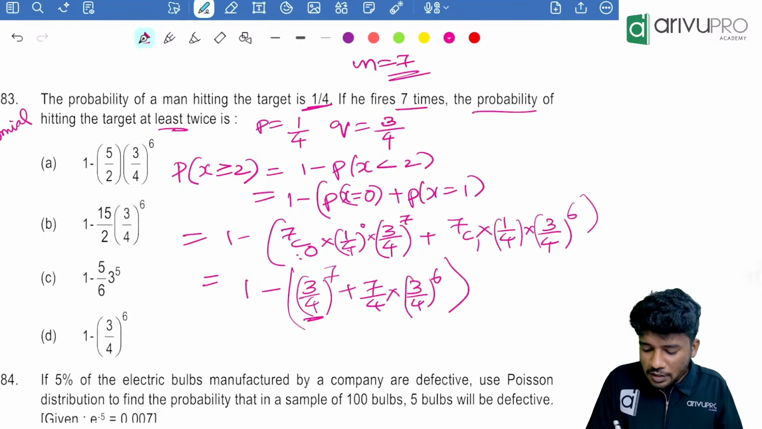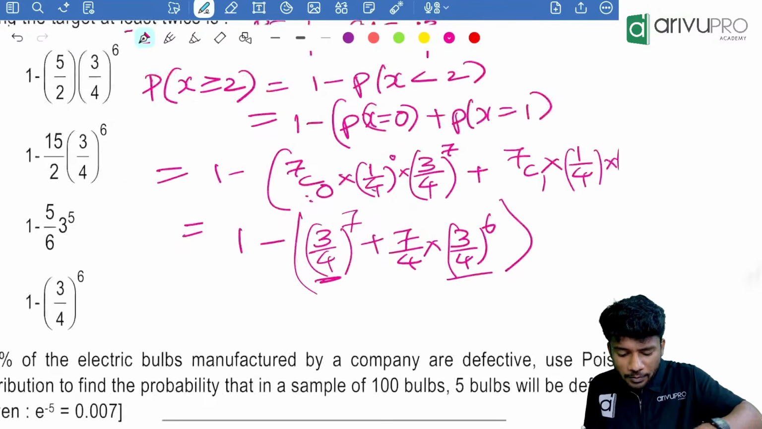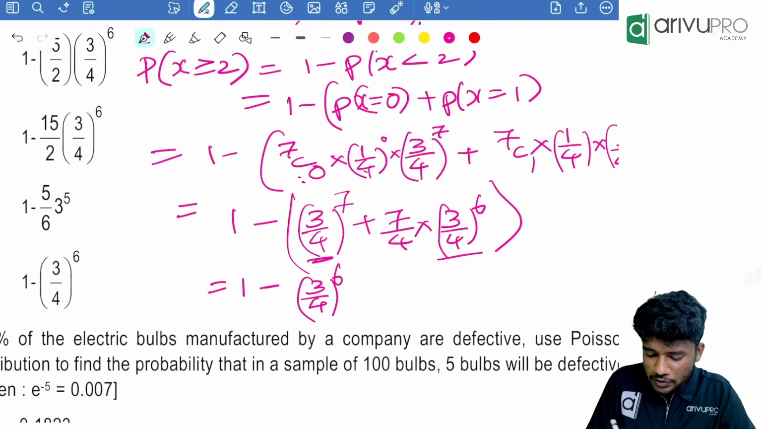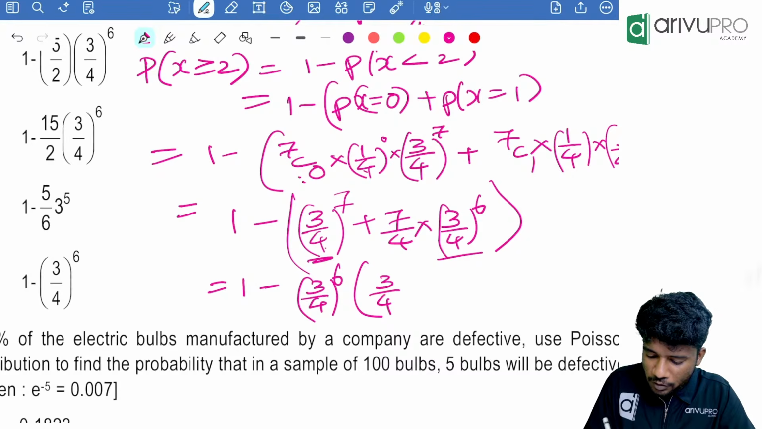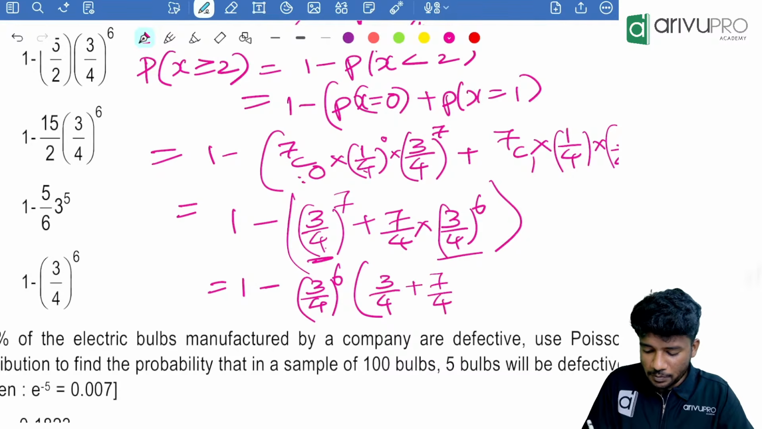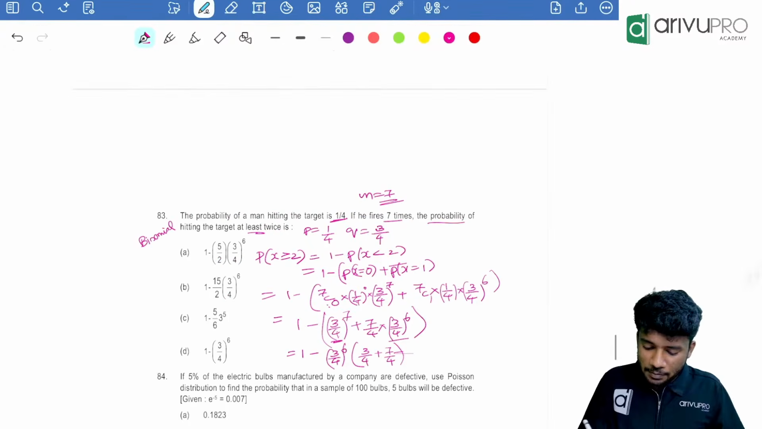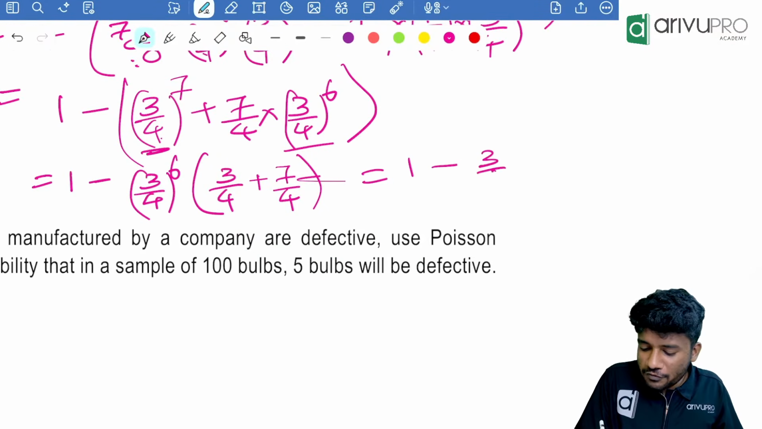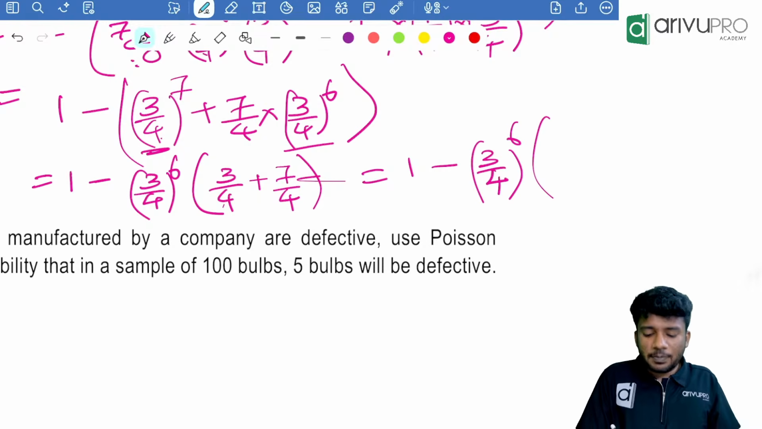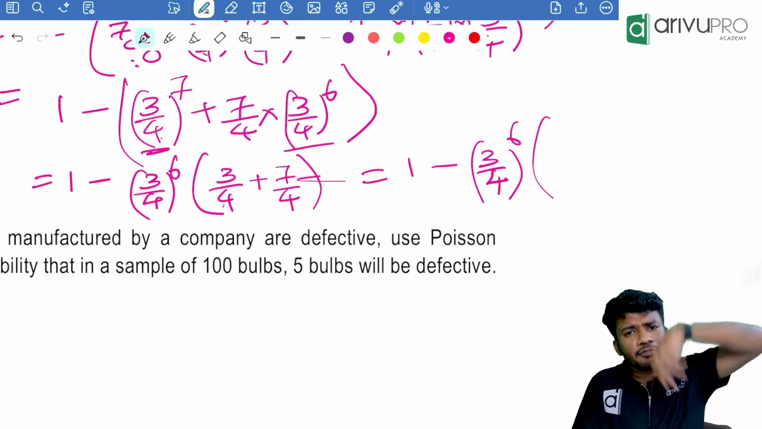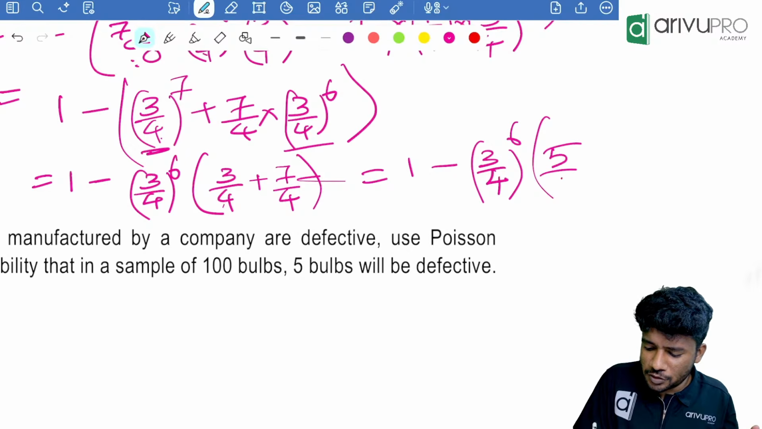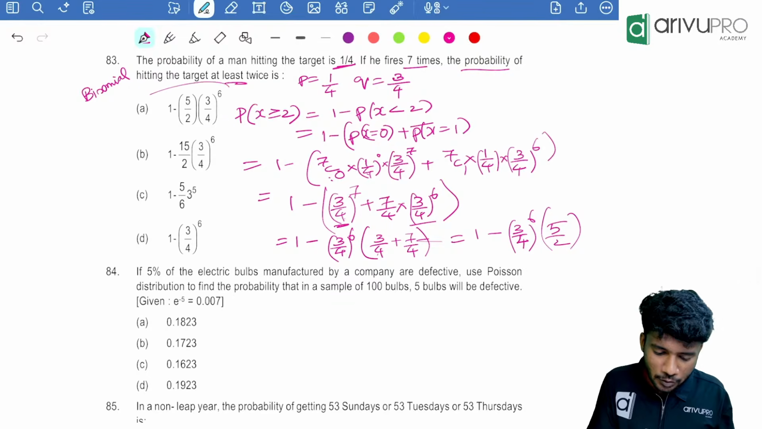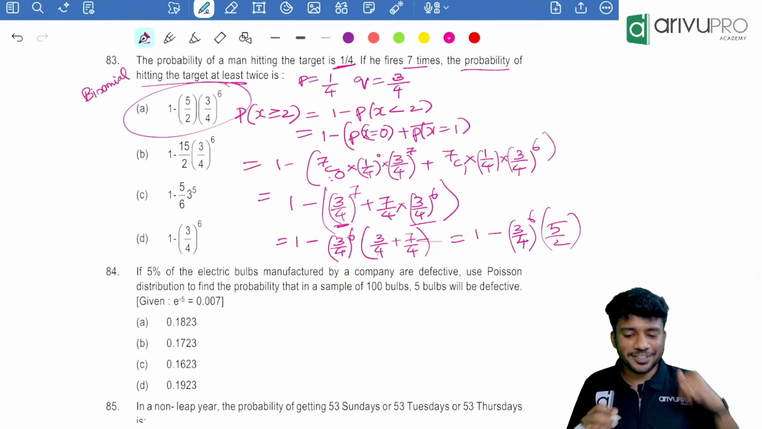Now, 3 by 4 the whole power 6 is common in both of these, so I am taking it outside: 3 by 4 the whole power 6 into what is remaining? 3 by 4 plus 7 by 4 is remaining. So you can take the final math. The final math will be 3 by 4 the whole power 6, into 3 by 4 plus 7 by 4, which will become 10 by 4. 10 by 4 is nothing but 5 by 2. So looking at that, which option is giving you the answer? 5 by 2 into 3 by 4 raised to 6. Option E is the answer.